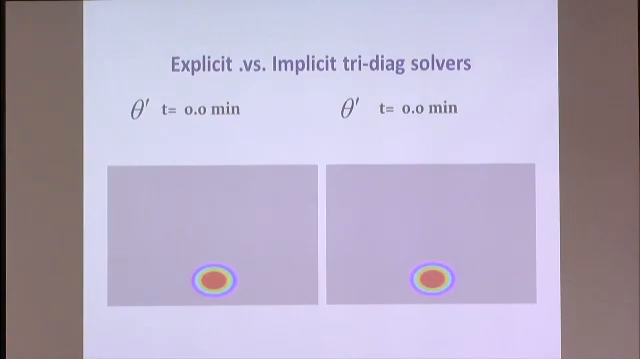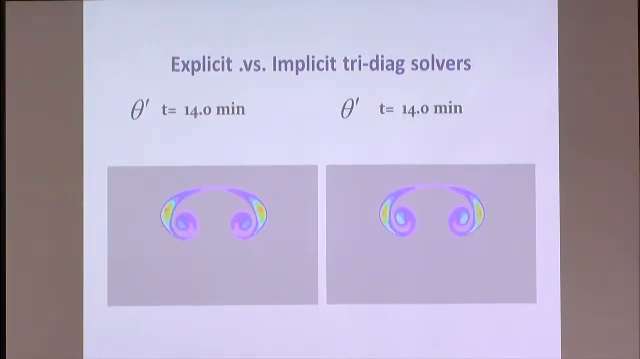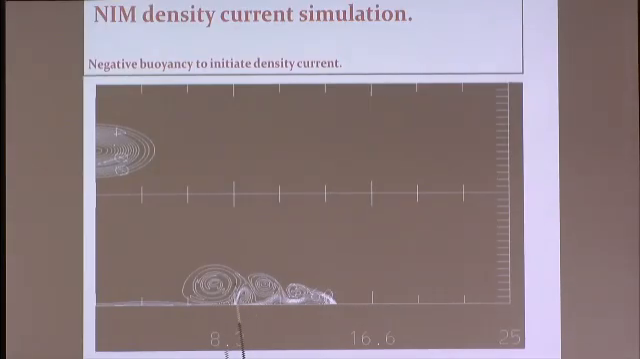And here, let me show you quickly, we verify our tridiagonal solver with the explicit formulation. So this is the explicit formulation. You can see in the explicit formulation, the wave is more detailed, but it also introduces instability. So I think the tridiagonal solver introduces, as it's supposed to, desirable dissipation into the system. And this is just the density current after 900 seconds.